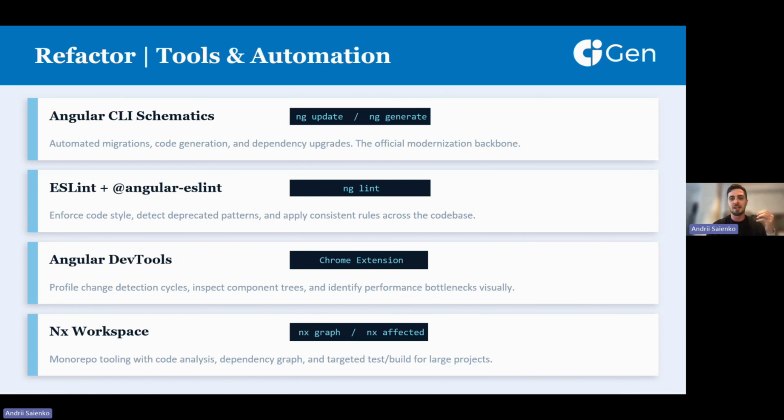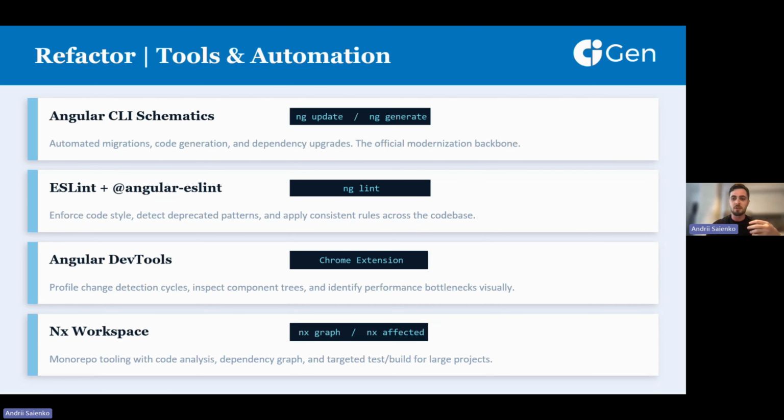One of the great things about the Angular ecosystem is that many refactoring tasks can be automated. And let's take a look how we can do this. Angular CLI schematics are the backbone. The ng update command not only bumps the version, but runs migration scripts that automatically update deprecated APIs in your code, and this is huge for major version upgrades.